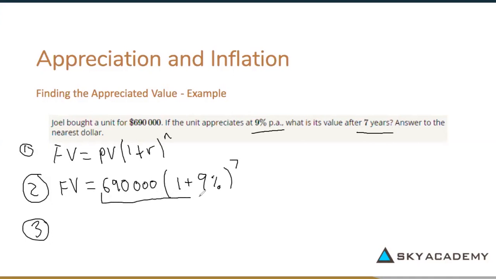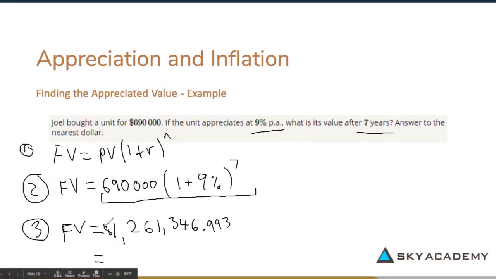Our third step would be to simply put this into your calculator as it's written and find the future value. So the future value would then equal 1,261,346.993, and we've been asked to round to the nearest dollar. So $1,261,347, because 0.9 rounds up. And that would be the appreciated value of the unit. So it's like an investment property. You buy something and over time it increases, and that's what appreciation is.